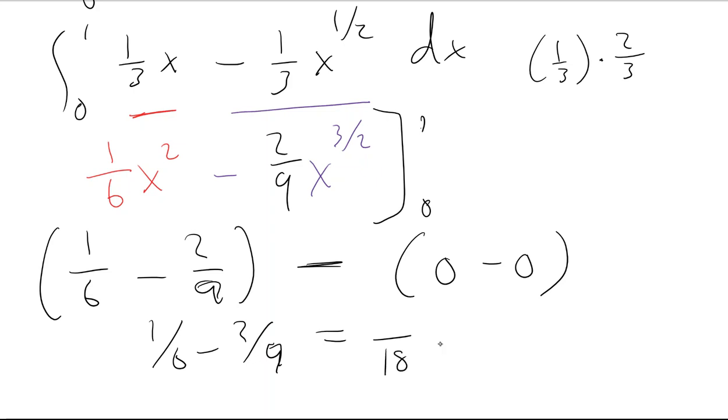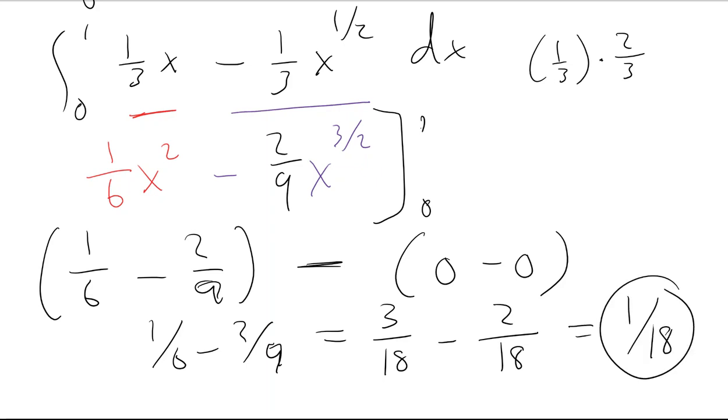So common denominator would be 1/18, I think. So I think you should end up with 1/18. Does anybody know if that's what we're supposed to get? It's supposed to be negative 1/18.